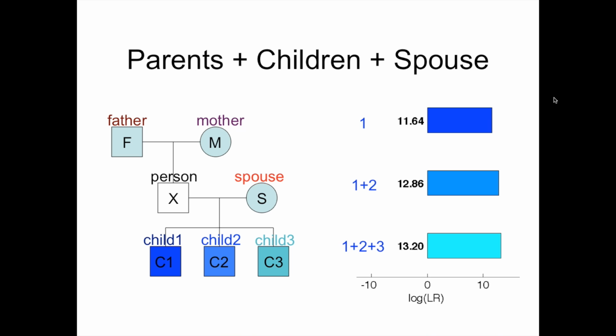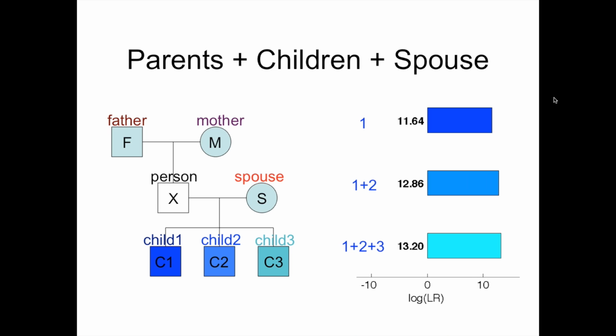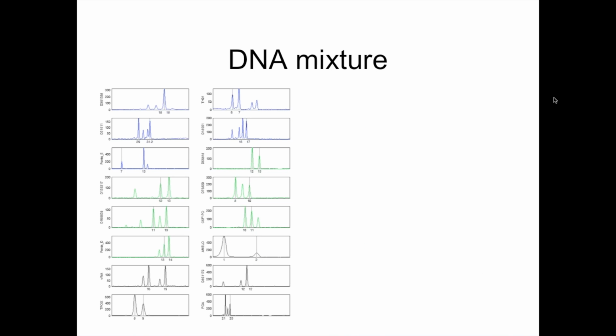And if you add a few more children, the last bar is showing the first, second, and third child, you're now up to about 10 trillion with 13 log units. And so it's a general principle of statistics that the more data you have, the more information you have relative to using less data.